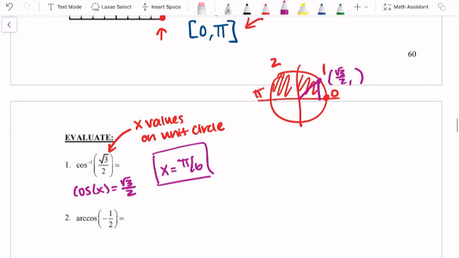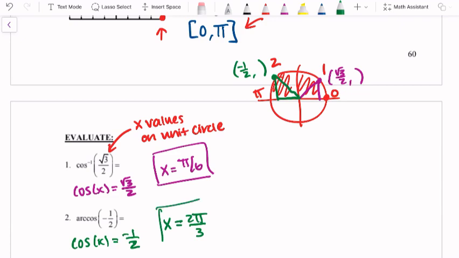Okay, same thing for arc cosine. Again, just a different representation of it. We are now looking for what value of cosine gives me that output value of -1/2. So now I'm going to be in quadrant 2 because we're talking about cosine. Okay. So which value of theta gives me this -1/2 x value? That's going to be 2 pi over 3.